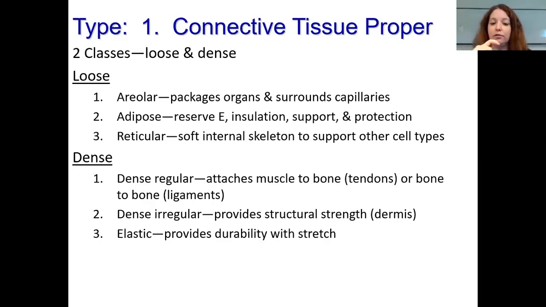We're going to have individual slides for each of these. Then if you go into the denser matrix, you have dense regular. It attaches muscles to bone or bone to bone. These are our tendons and our ligaments. Dense irregular provides structural strength, and this is the layer under our skin. And then elastic, which provides durability with stretch, like a good pair of jeans.